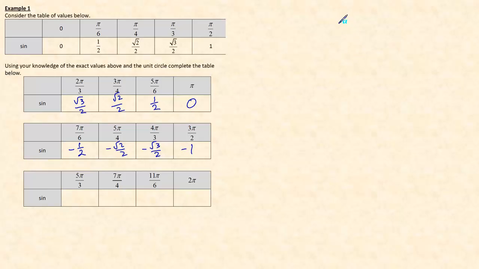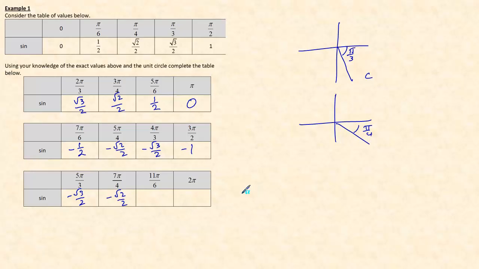Then moving into the fourth quadrant, which we know of course is the c quadrant, so the sine is negative here. 5 pi by 3 is down here, the acute angle is pi by 3, and so that's going to be negative root 3 over 2. For 7 pi by 4, that's here, the associated acute angle is pi by 4, so that's negative root 2 over 2. 11 pi by 6 is here with the associated acute angle pi by 6, so that one's going to be -1/2. And then 2 pi is back to the beginning, so that's going to be 0.